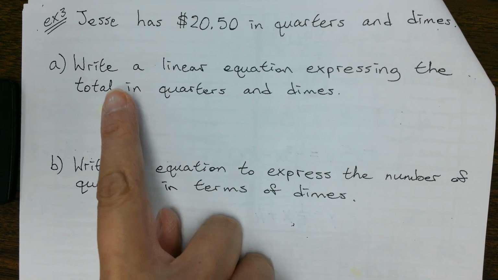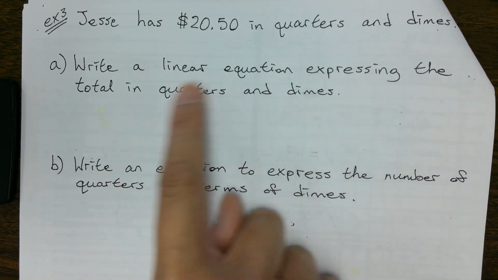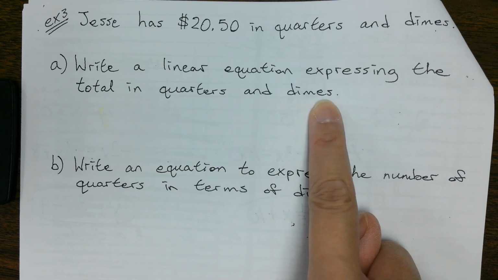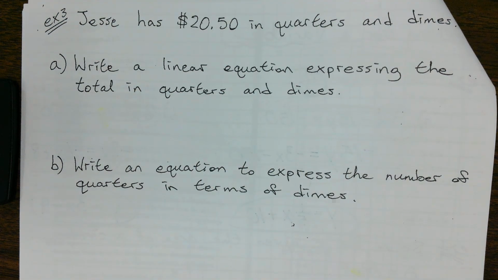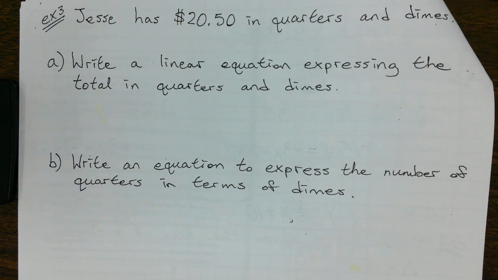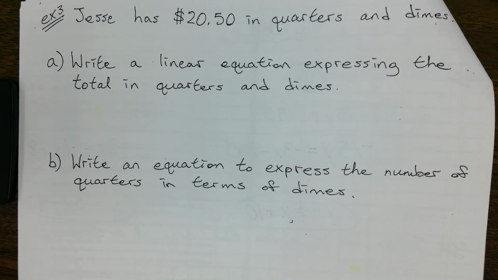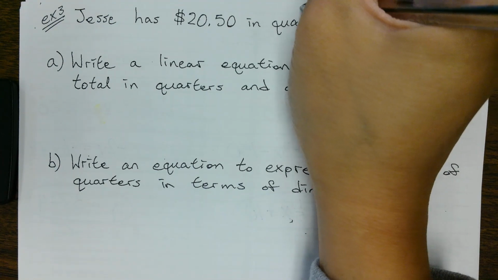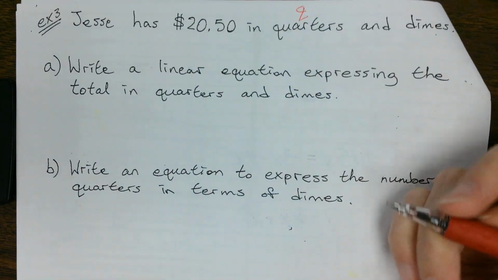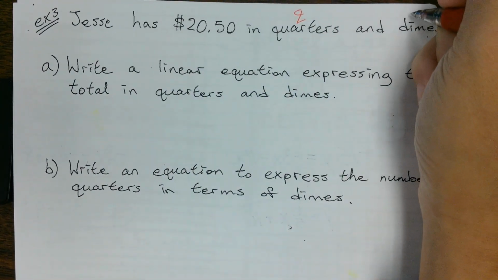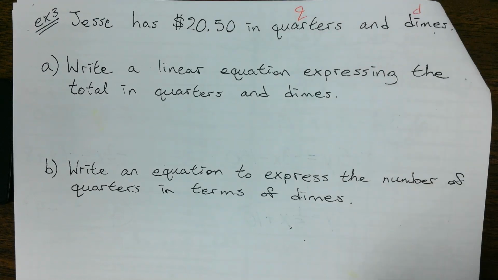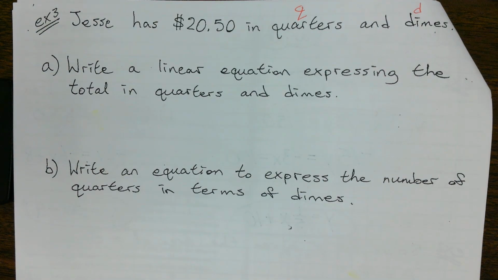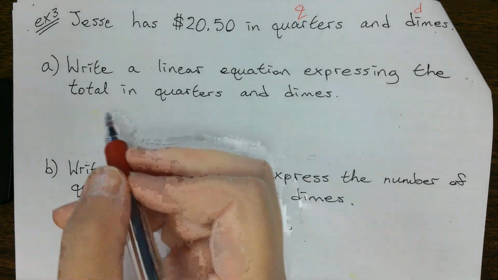All right. So write a linear equation expressing the total in quarters and dimes. Okay. So based on today's lesson, how many variables do you think we should have? 2. What are good variables to use? Q and D. Sounds good to me. Sounds right. So let's say Q to represent number of quarters and D to represent number of dimes.